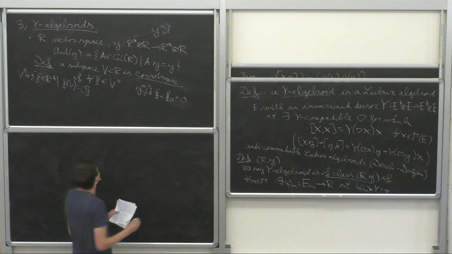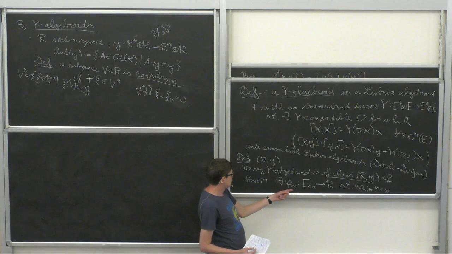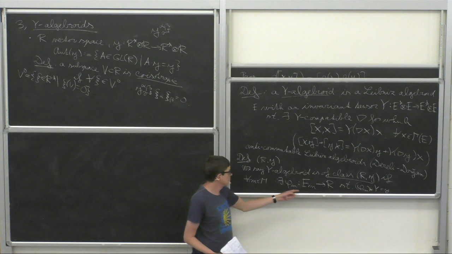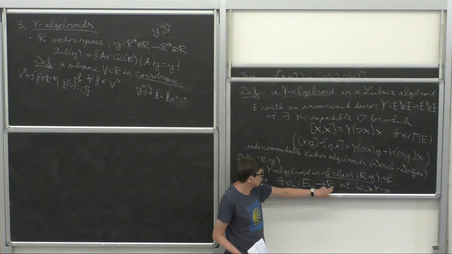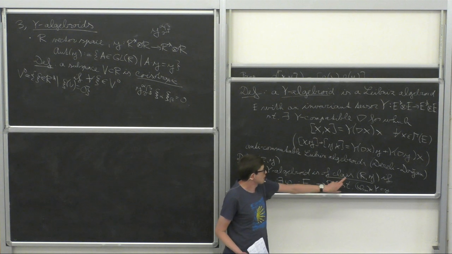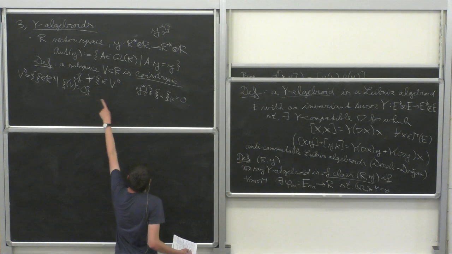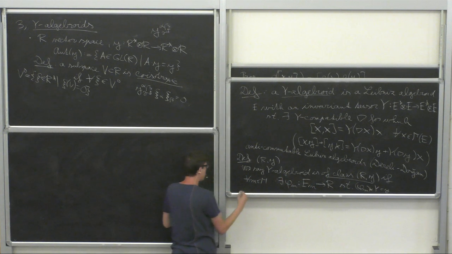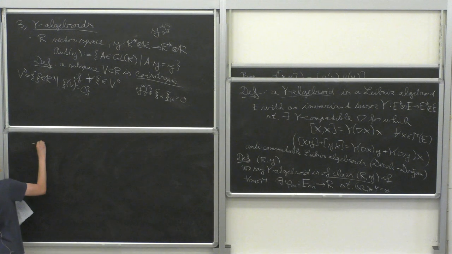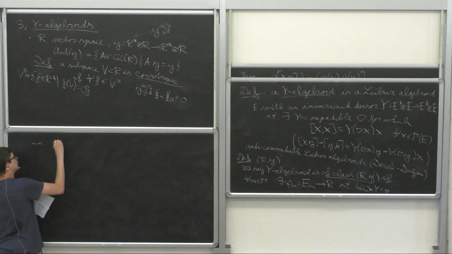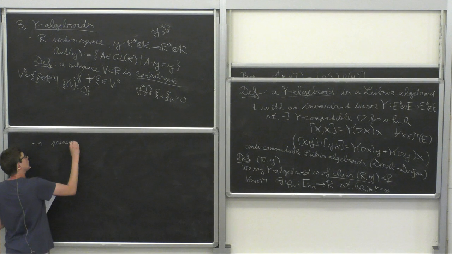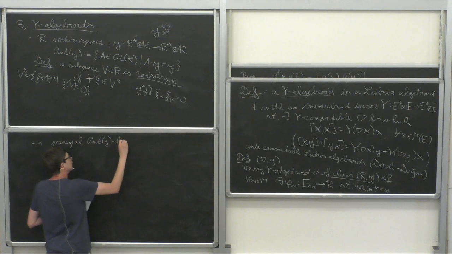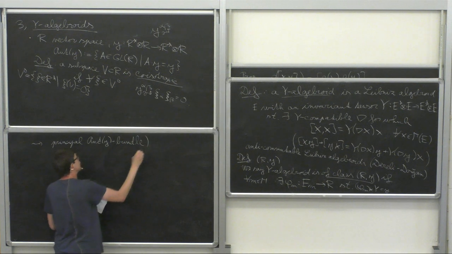And in particular, note that such an identification is not unique, because if you have one such identification, then you can post-compose it with a transformation of R which preserves Y, which is Aut Y. So in fact, every Y algebroid of class Ry automatically brings into play a principal bundle for the group Aut Y. Okay, this is a remark.